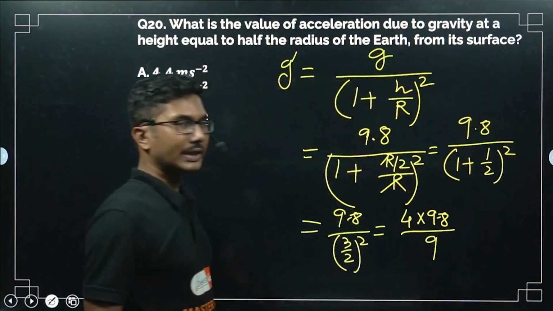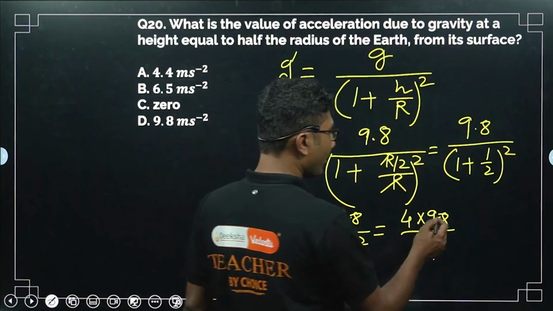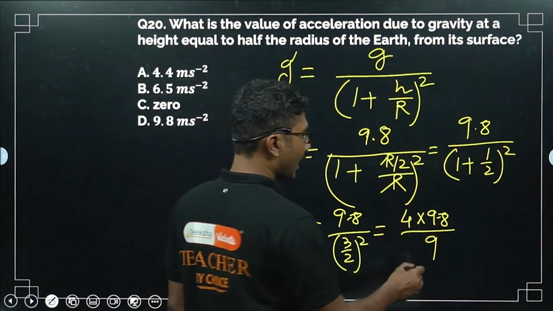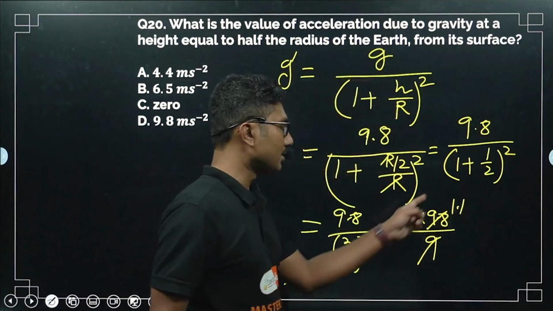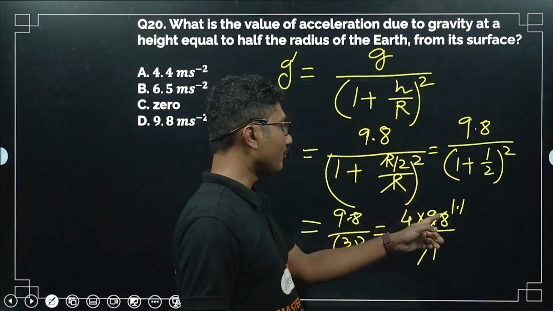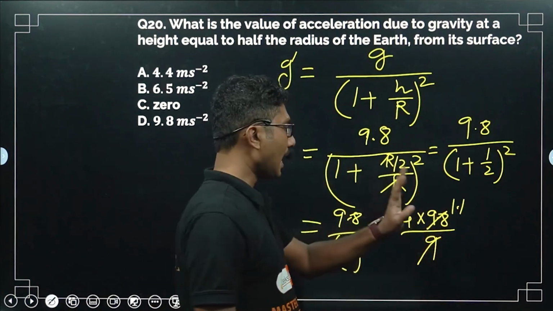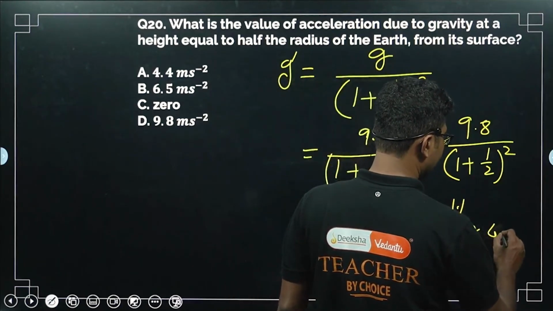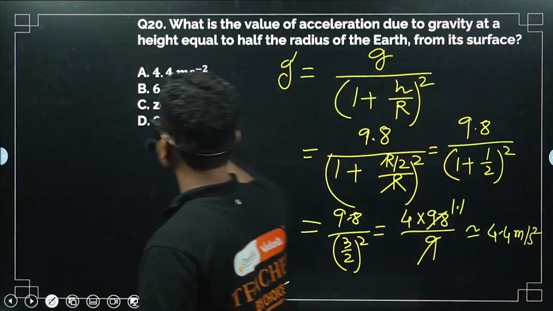Now this is a trick. This is a shortcut calculation trick without using a calculator. So 9.8 divided by 9. They are not exactly cancelling, but for approximation you can cancel this as 1.1. So 9 ones are 9, and for simplification 8 you can take as 9 only, and you can find the approximated value. You can write this as 4.4 meter per second square. Okay, so your correct answer is this.